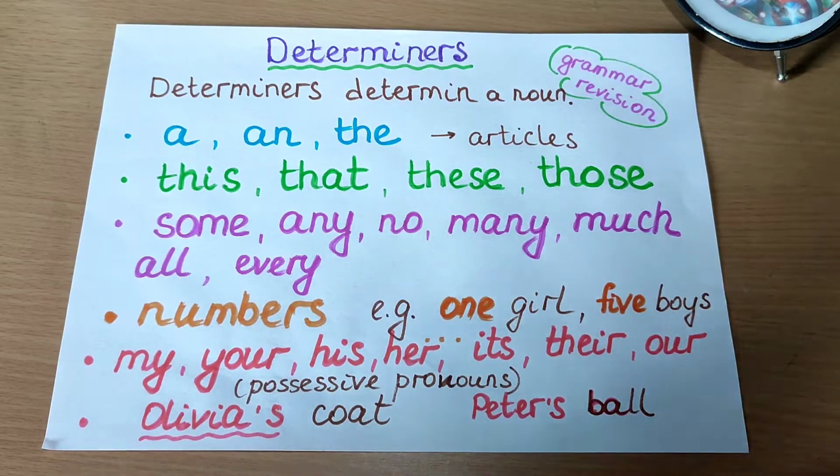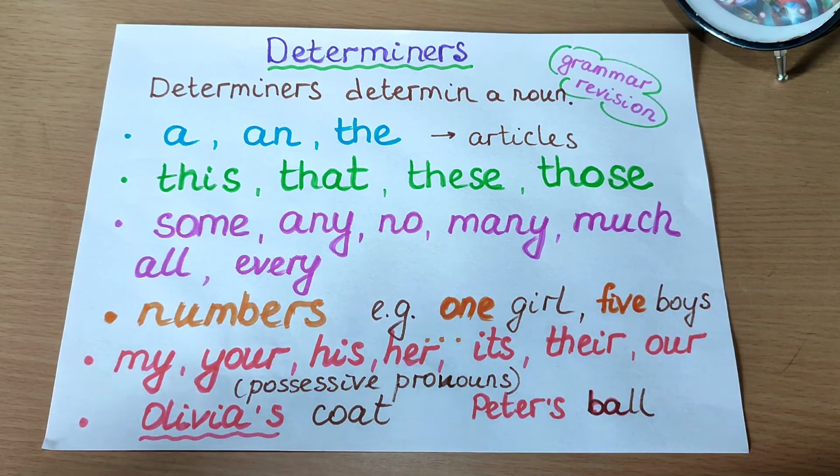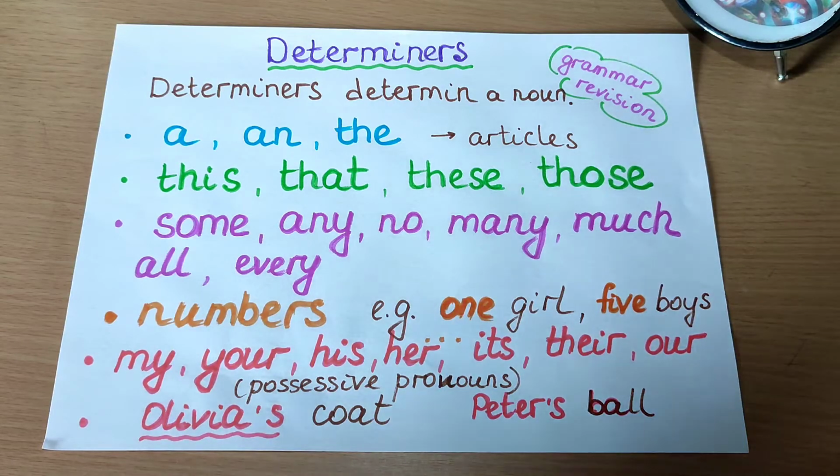This is just a quick grammar revision on determiners, and some of you might want to revise this. Determiner is a grammatical term to determine a noun, and it's only quite recently been included in primary school grammar terminology. What a determiner is, you put it before a noun to determine what kind of noun it is. So there's a whole list of determiners.